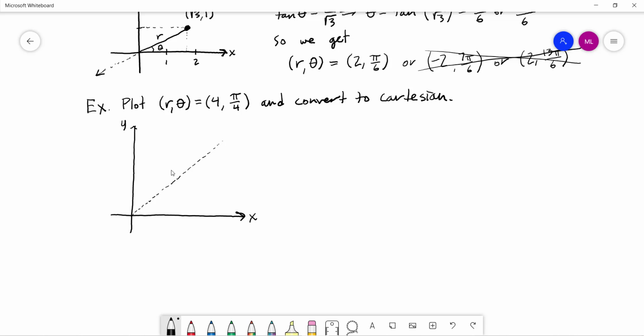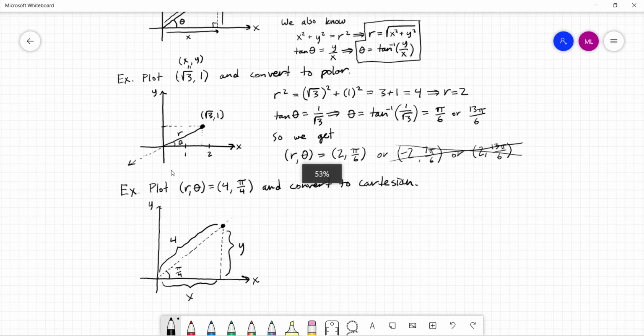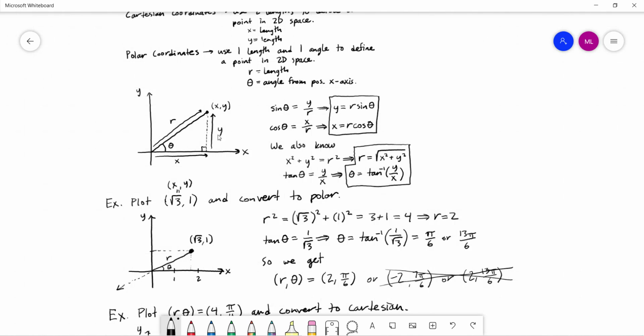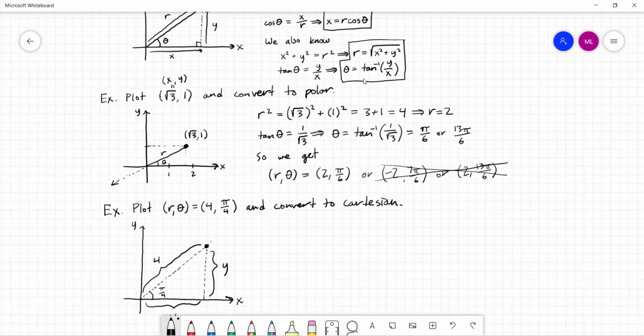And how far are we going? We're going a distance of 4. So that distance needs to be 4, and this angle is pi over 4, 45-degree angle. And I want to figure out now what are the x and the y coordinates to that particular point. And to figure that out, I can use these equations right here. If I know what r and theta are, I can plug them into these formulas and it'll spit out my x and y coordinates.